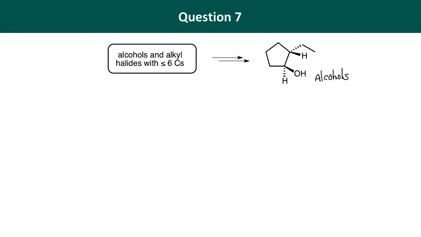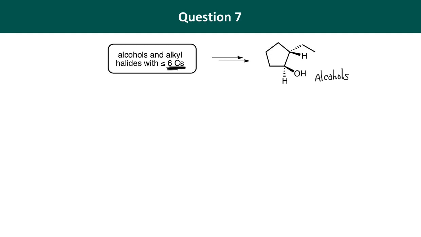The only requirement is that you have to start with either alcohols and or alkyl halides that have equal to or fewer than 6 carbons. So that's the only requirement here. All right, so I want to show you a pattern that can really give you a good clue on how to do that synthesis.